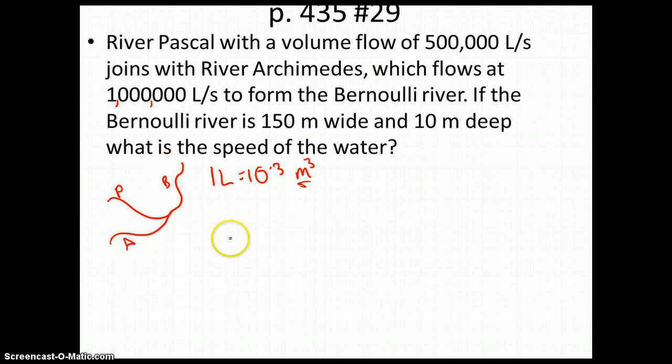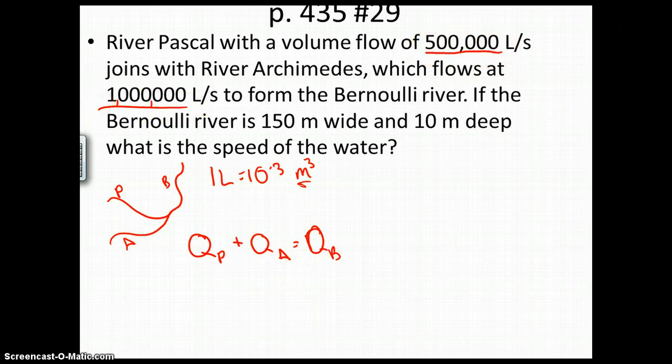And so once we get this conversion, we know that the flow rate of the Pascal plus the flow rate of the Archimedes is going to equal the flow rate of the Bernoulli River. And so the first thing that we need to do is get these values from liters per second to meters cubed per second, which is going to give us a rate of 500 meters cubed per second.